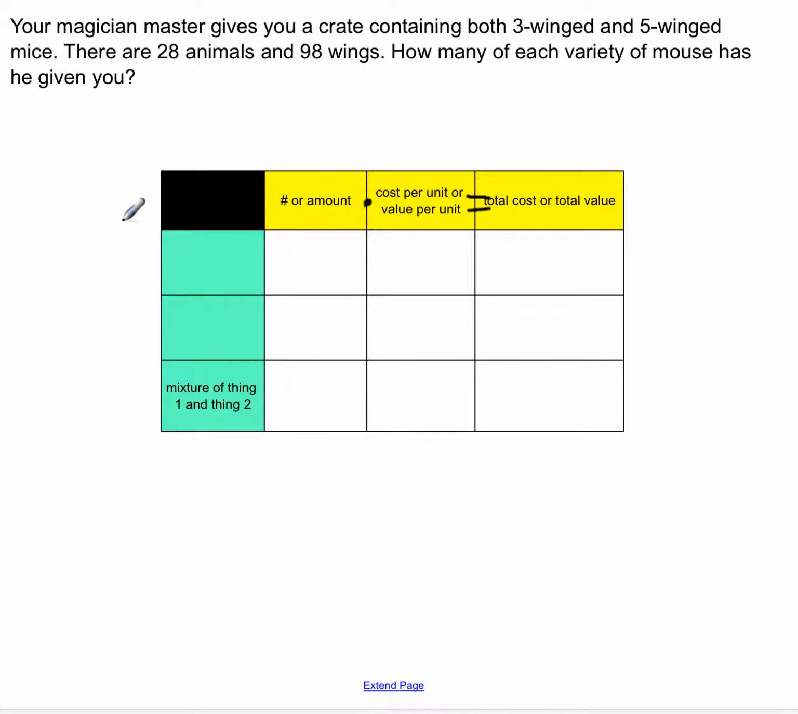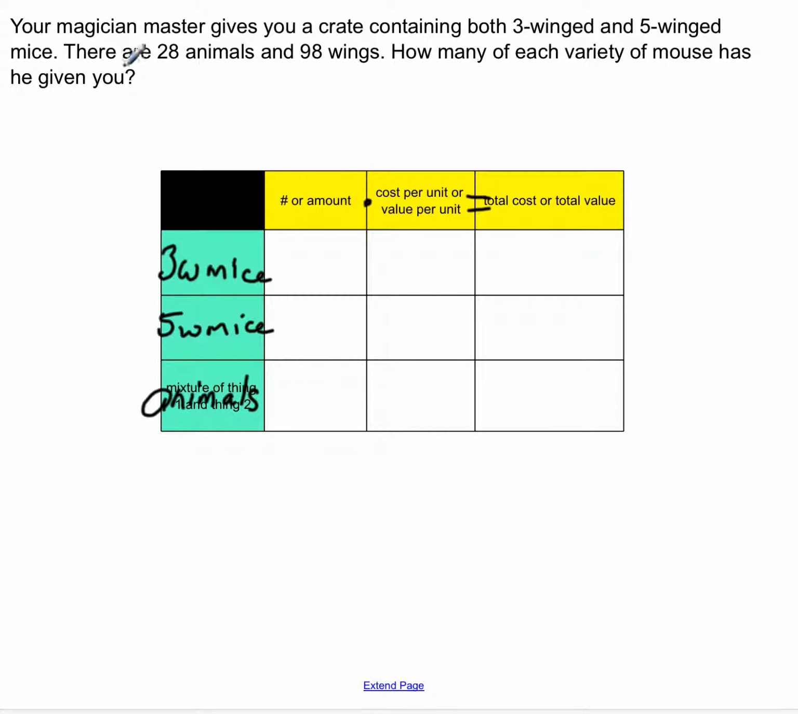So what are the two things I'm talking about? Well, okay, 3-winged mice and 5-winged mice. So 3-winged mice, 5-winged mice. And then I think the mixture here is just going to be basically of all these kinds of mice. So let's call them animals.